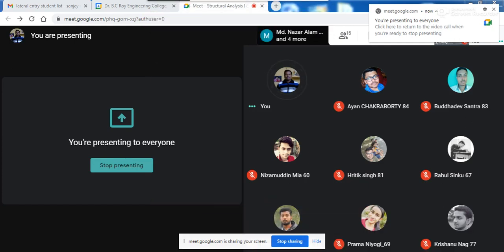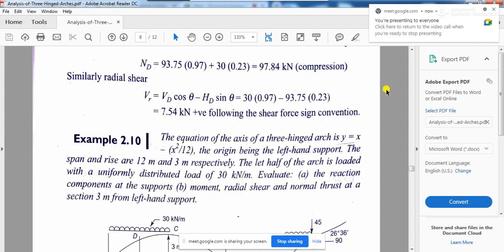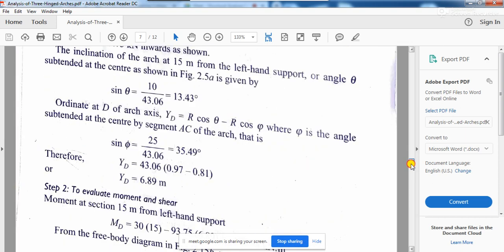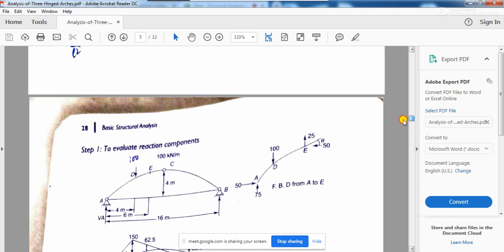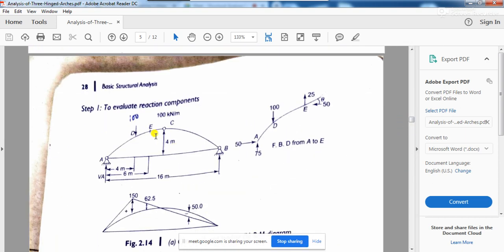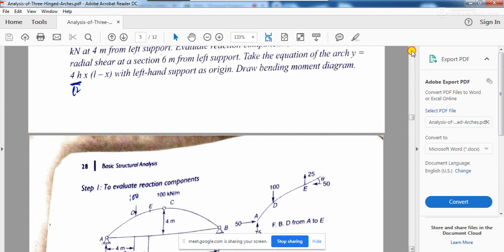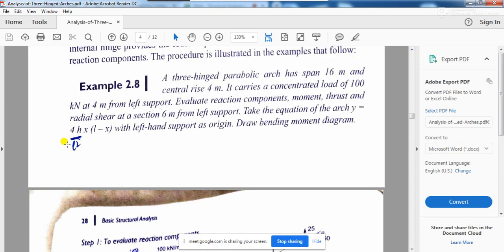Okay. So see, we have discussed a problem, where this is an arch, a parabolic arch. For that, the equation of the parabola was given like this: 4hx by L square into L minus x.